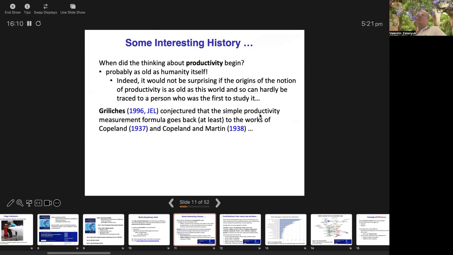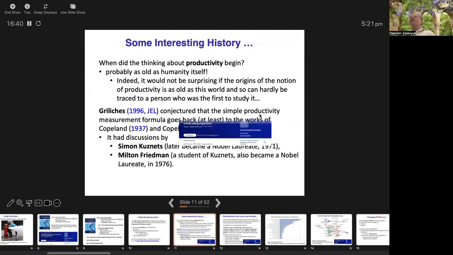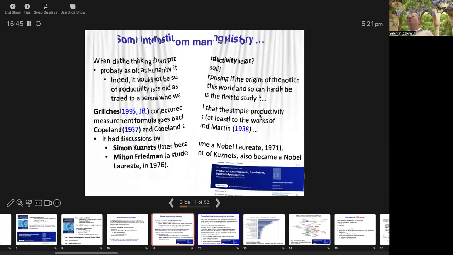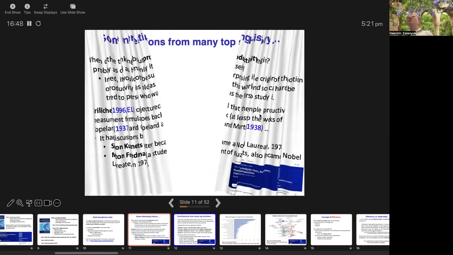Yes, younger than economics. And one of the good articles I would recommend to read is this article by Zvi Griliches in '96 in the Journal of Economic Literature, which talks about the recent origins of this field. And he refers to this paper by Copeland and Martin, an NBER discussion paper, which I recommend to read. And then you will also read discussions in that paper by Simon Kuznets and Milton Friedman, both Nobel laureates. Very interesting. I talk a bit more about this in this paper if you're interested. So I'll leave it for you to read.